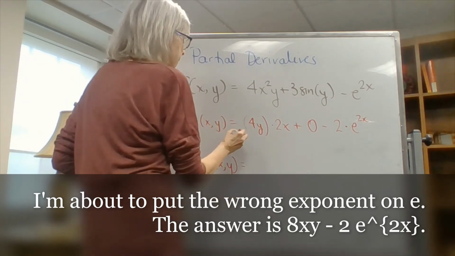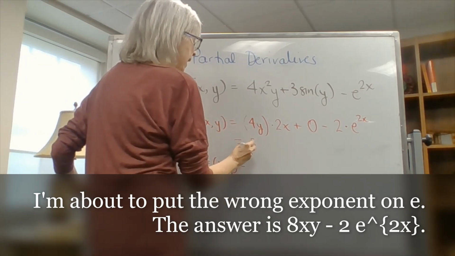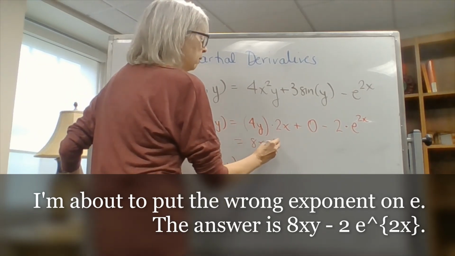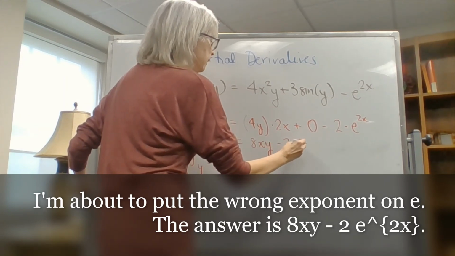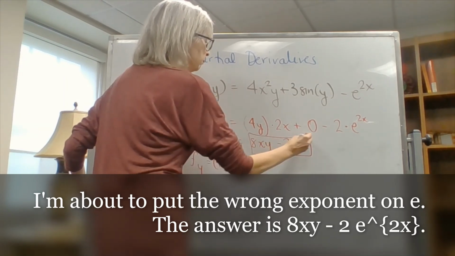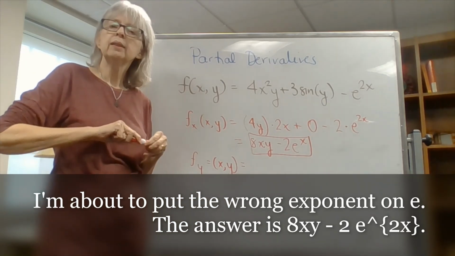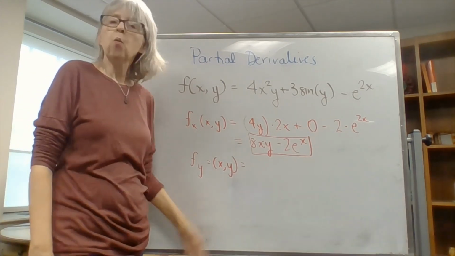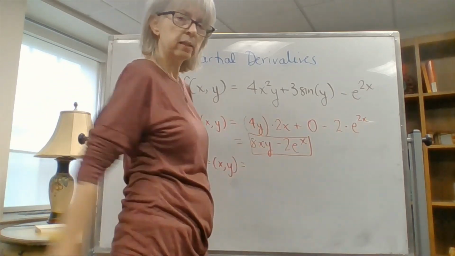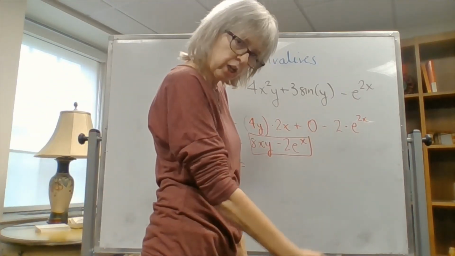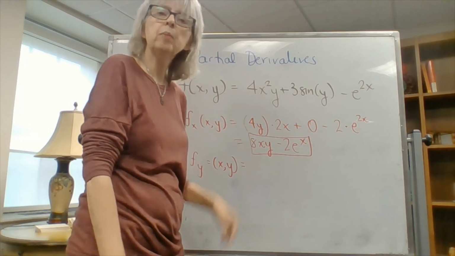So cleaning this up, I have 8xy minus 2 e to the x. Now what if I decided to hold x constant and change my y just a little bit?